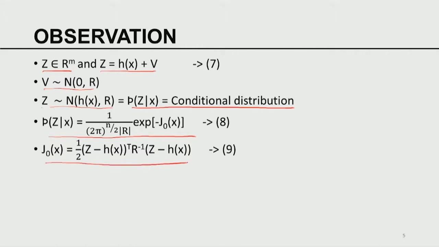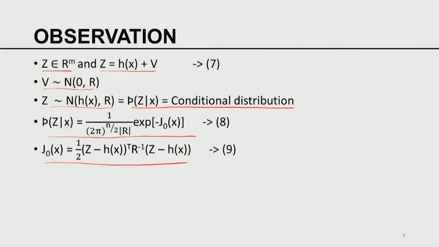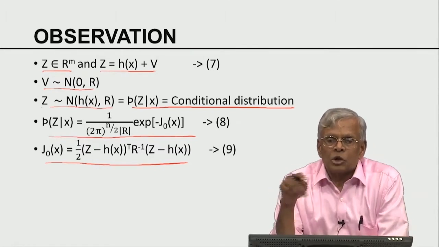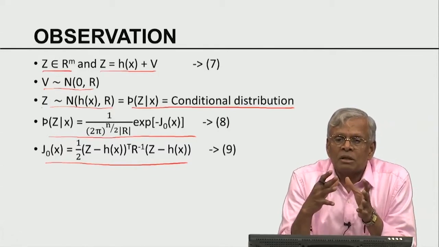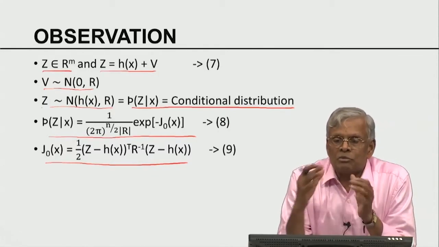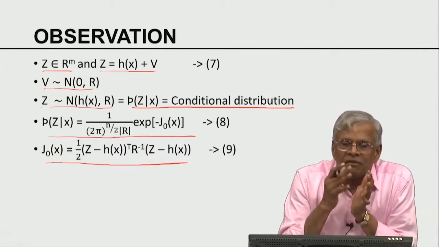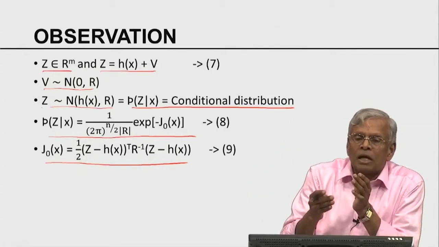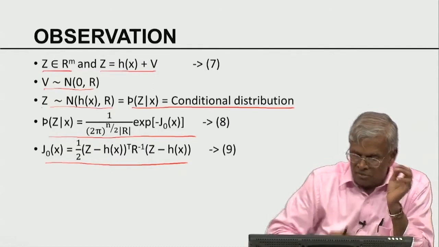You can see the relation between phi and 6, and the relation between 8 and 9. So, phi and 6 relate to the prior; the background is taken as the prior. So, what is the assumption here? The prior information is normally distributed with a known mean and a known covariance. The conditional distribution given x is given by 8 and 9.